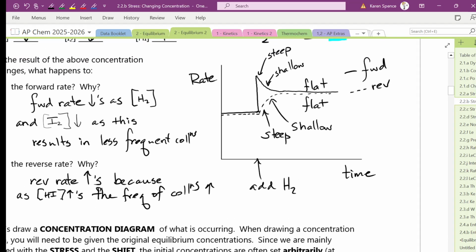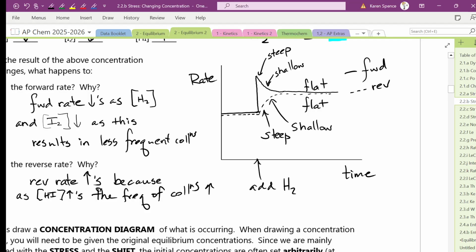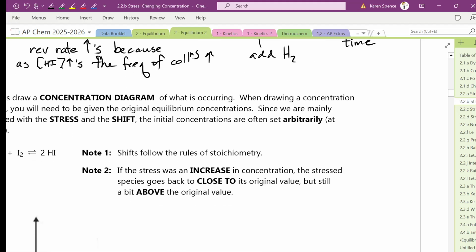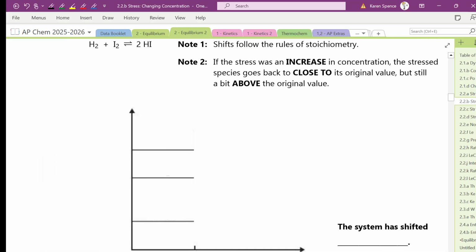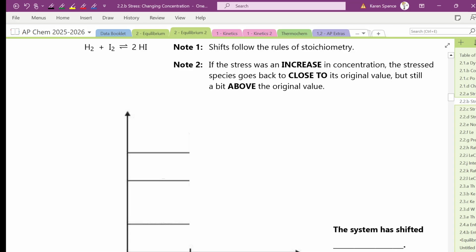So that is a rate diagram for what happens if we change the concentration of H2. Next thing we're going to do is draw a concentration diagram. Now, concentration diagrams, it doesn't matter which chemical you put where. We're just assigning them arbitrarily. We're just looking at what changes about them. It's really the changes that matter.